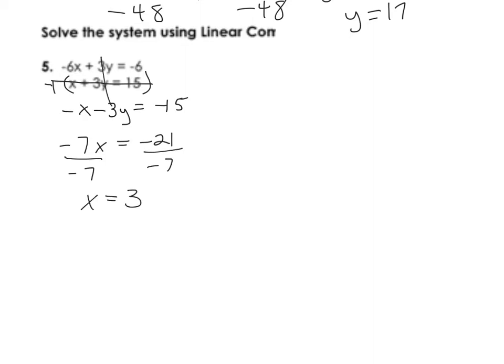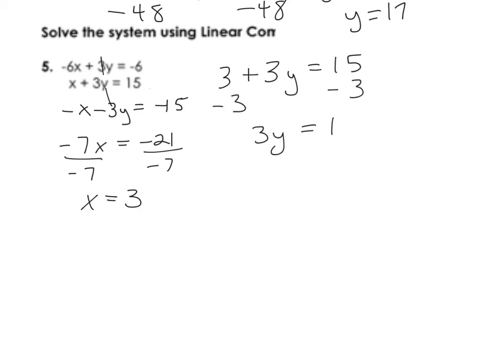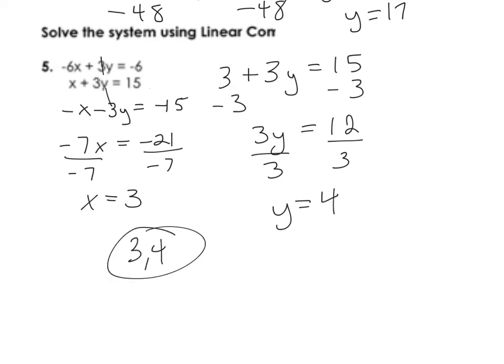Now I have to plug it back in. This time I'm going to go to the bottom equation. So that would give me 3 plus 3y equals 15. Minus 3 from both sides. That gives me 3y equals 12. Divide by 3. My y is going to equal 4. 3, 4 would be my answer. Let's take a look at number 7.